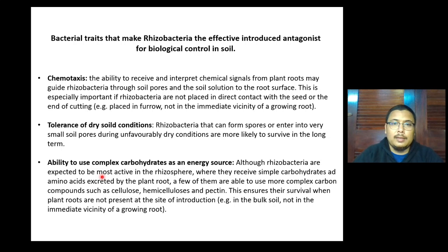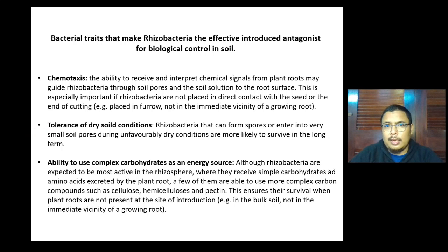Also, chemotaxis is the ability to receive and interpret chemical signals from plant roots that may guide the rhizobacteria through soil pores and the soil solution to the root surface. It is also important that the rhizobacteria can form spores or enter into very small soil pores during unfavorable conditions, to make sure that they can survive in the long term.